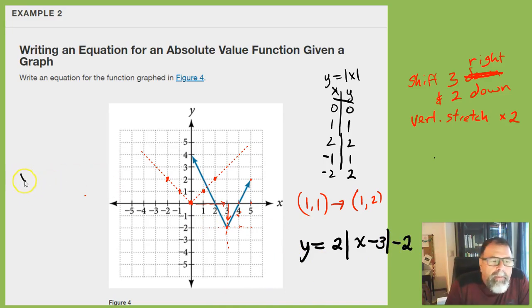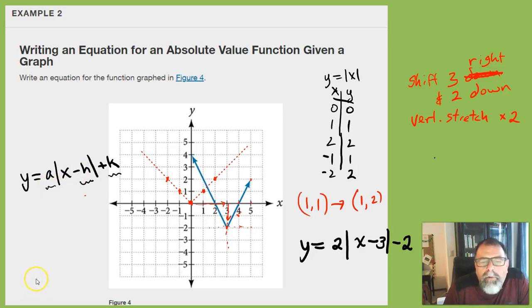Okay, so our basic form is going to be a|x minus h| plus k. The k is our vertical shift. The h is our horizontal shift. And remember, you change the sign. So if it's minus 3, it's going to go right 3. And the a is the vertical compress or stretch depending on the value of a. And then if it's negative, it flips it upside down. Right? So those are all the things we learned in the last section, and we can apply it to the absolute value function. You can apply it to any function.